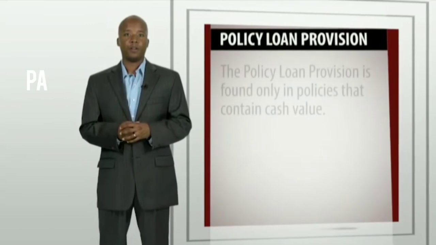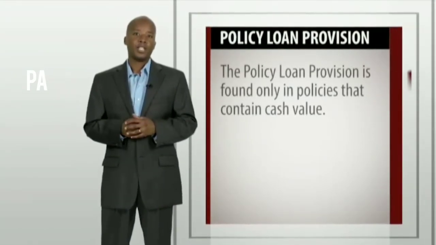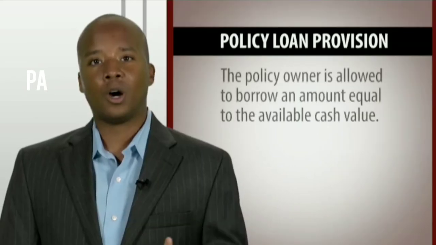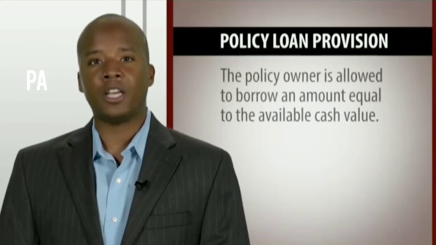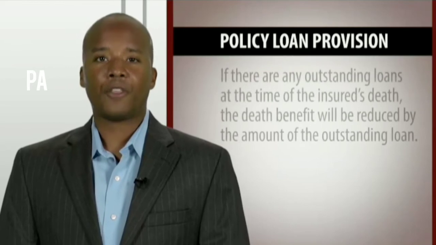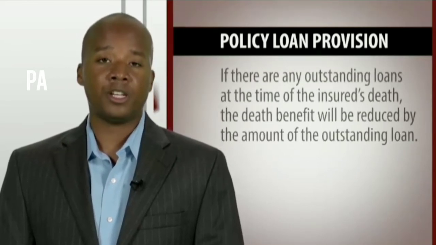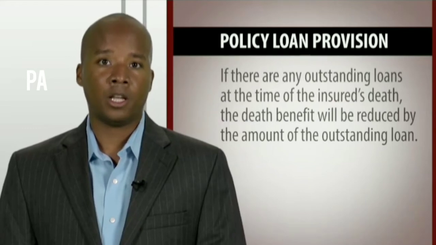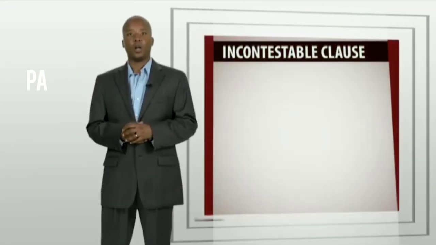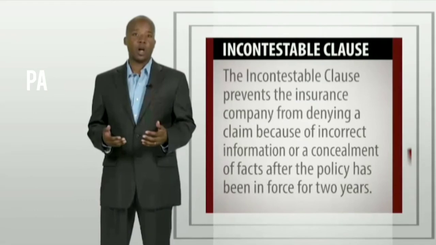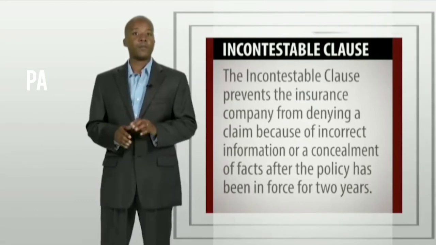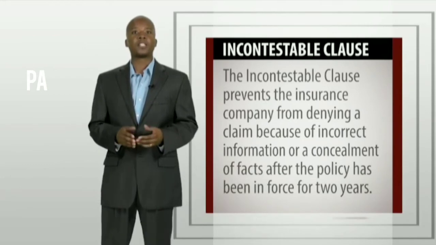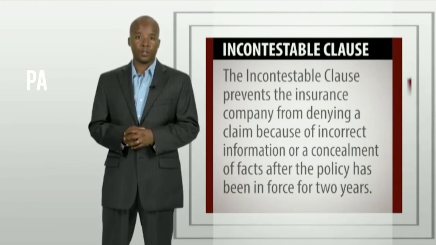Policy loan provision. The policy loan provision is found only in policies that contain cash value. The policy owner is allowed to borrow an amount equal to the available cash value. If there are any outstanding loans at the time of the insured's death, the death benefit will be reduced by the amount of the outstanding loan. Incontestable clause. The incontestable clause prevents the insurance company from denying a claim because of incorrect information or a concealment of facts after the policy has been in force for 2 years.